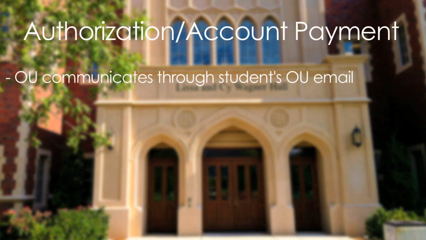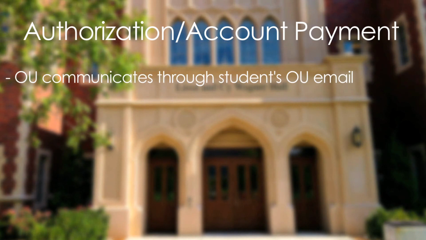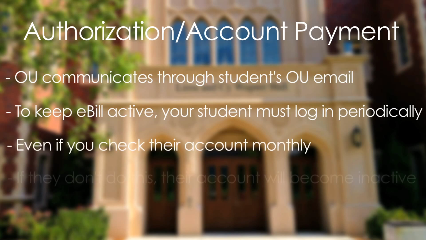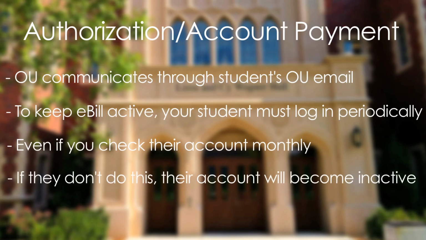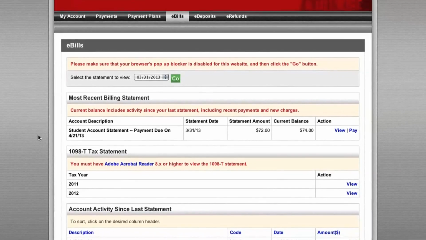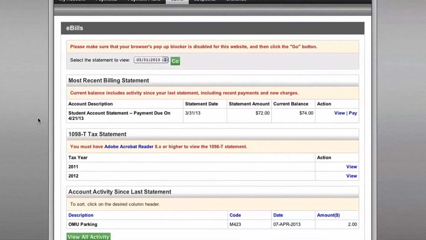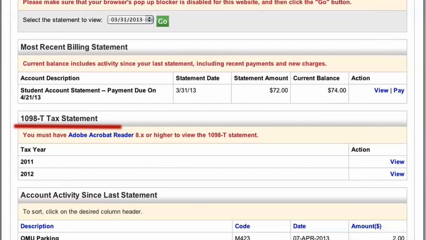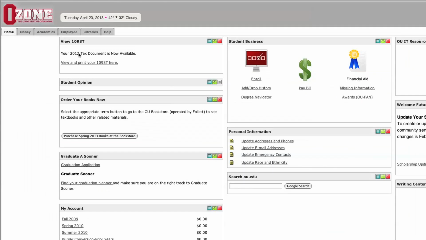The university communicates with your student through their OU email address. In order to keep your student's e-bill history active, your student must log in periodically, even if you check their account monthly. If your student does not do this, their e-bills will become inactive. Under e-bill, you'll be able to review your student's billing history from the beginning term to the last. You'll also be able to access 1098-T information for tax purposes.